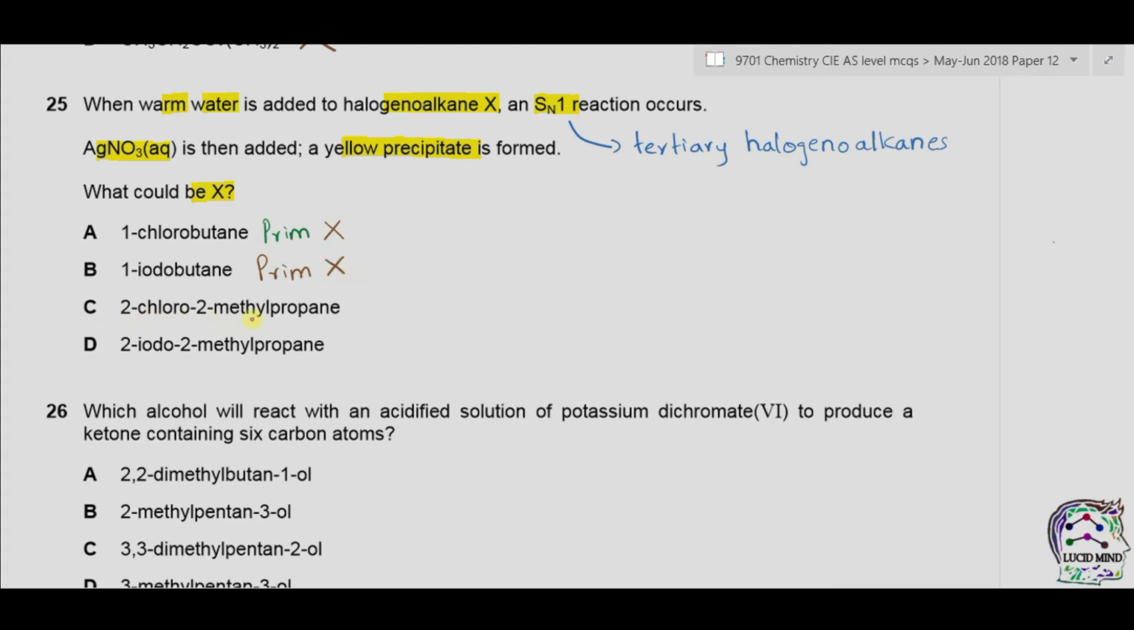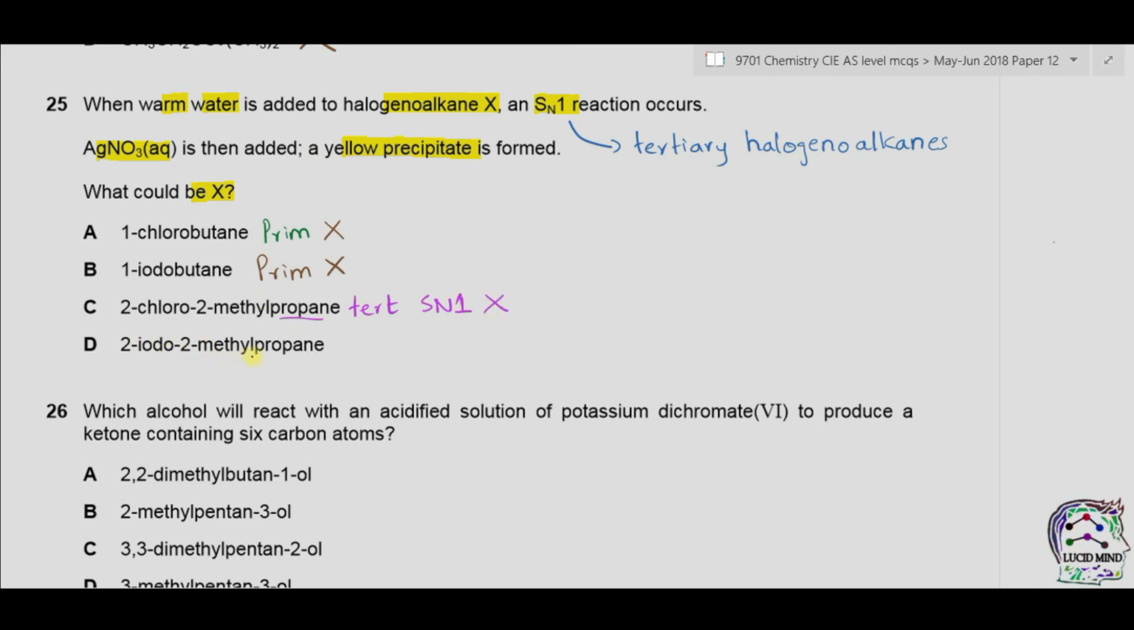In part C we have 2-chloro, 2-methyl propane. So in long chain we have 3 carbon atoms as it is propane. On second carbon we have chloro and on second carbon we also have methyl functional group. Now as we can see that the carbon atom attached with chlorine is attached to 3 carbon atoms directly, so this is tertiary halogenoalkane. So this will follow SN1 mechanism. And the precipitate that is formed with silver nitrate is silver chloride. Now AgCl is white in color, while in the question yellow precipitate is formed, so therefore C is incorrect.